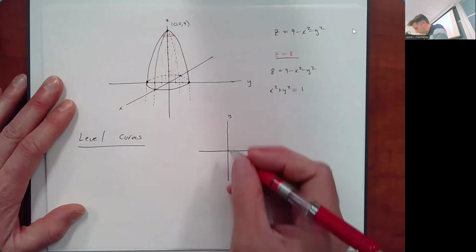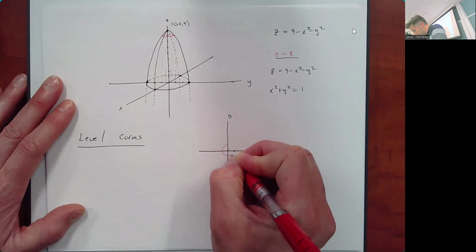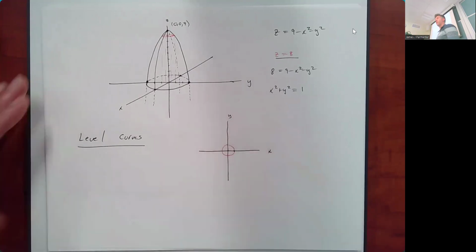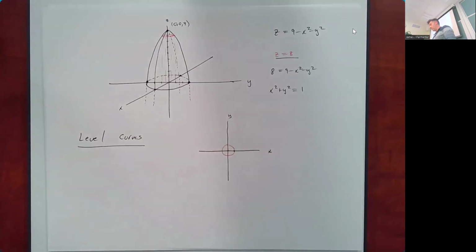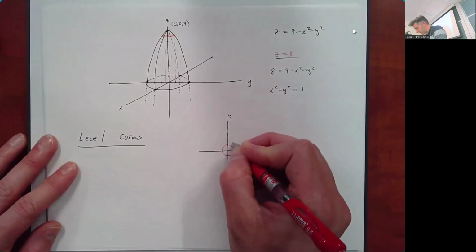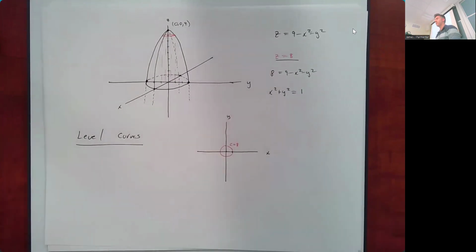We get a circle of radius 1. And typically, when you're drawing the level curves, you label them. So we would label this, and for some reason, we wouldn't say z equals 8, we would say that c equals 8. So this level curve is at a height of 8.